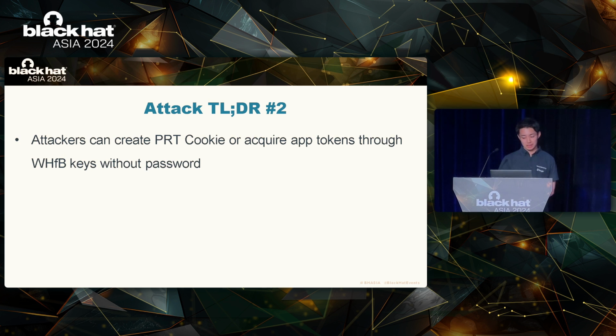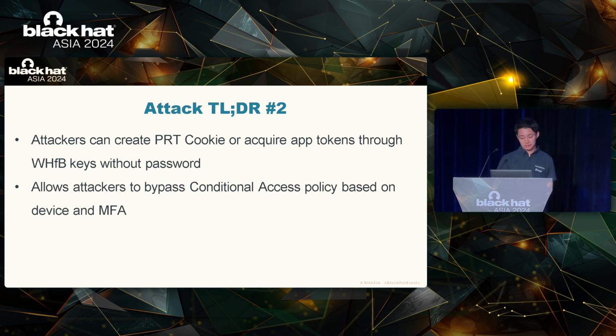So to summarize, now we can create a PRT cookie, or acquire app tokens, through Windows Hello for Business keys without a password. This approach allows us to bypass the device-based conditional access policy, and attackers can also bypass the MFA enforcement policy in the conditional access of Entra ID.